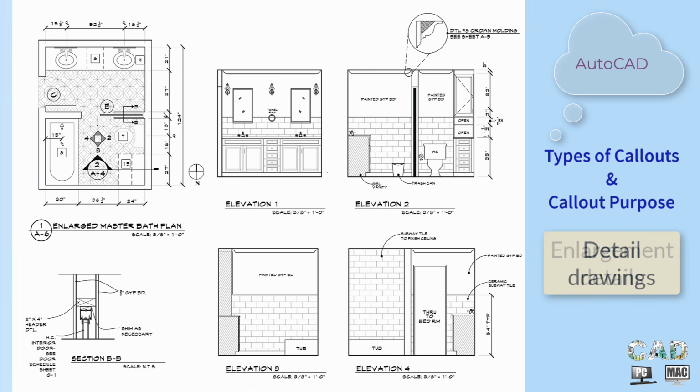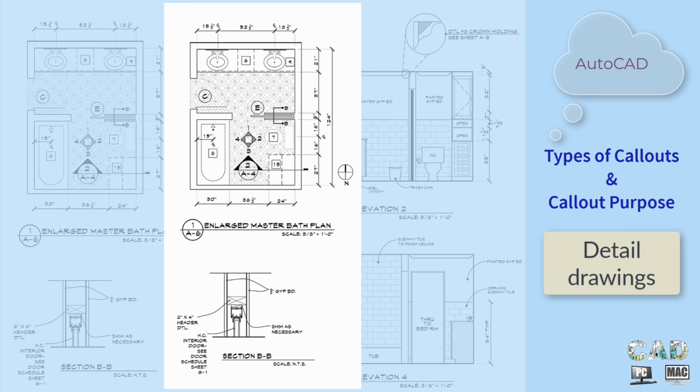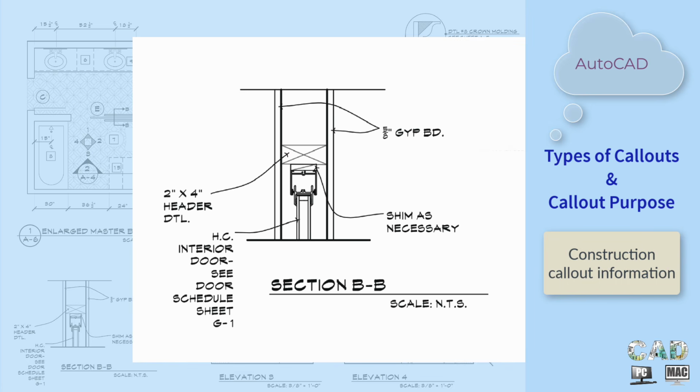Let's look at one more type of callout using leader lines. This example is a section of a pocket door. This detail depicts how the pocket door fits into the wall cavity and recommendations for framing it. Notice the style of the multileader callout and the way it was formatted in AutoCAD.